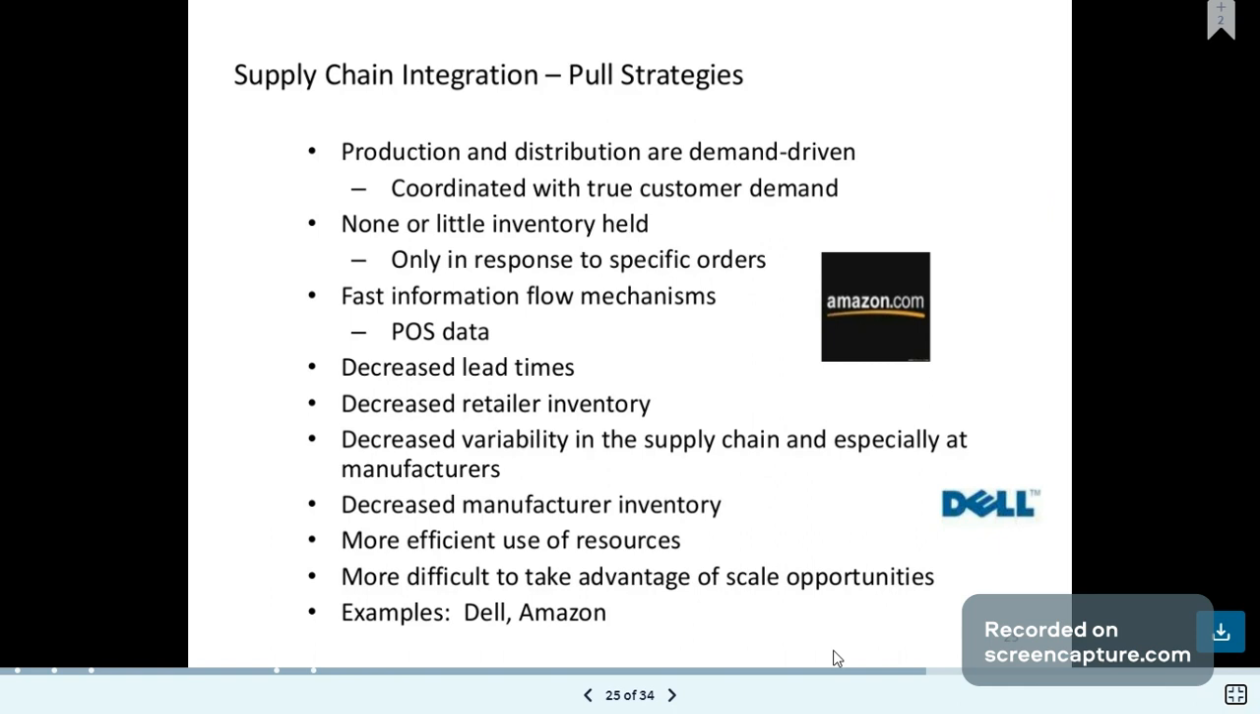Okay, now inventory is held only in response to specific orders, with a fast information flow mechanism, POS data, decreased lead times, decreased retailers' inventory, and decreased variability in the supply chain, especially at the manufacturers. It decreases the manufacturers' inventory and allows more efficient use of resources, but it is more difficult to take advantage of scale opportunities. For example, Dell and Amazon are using this.